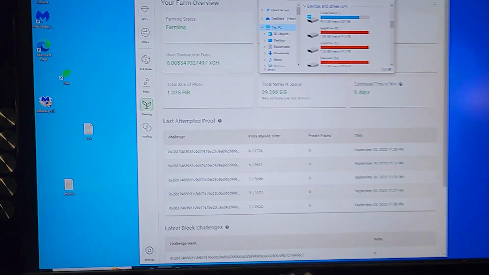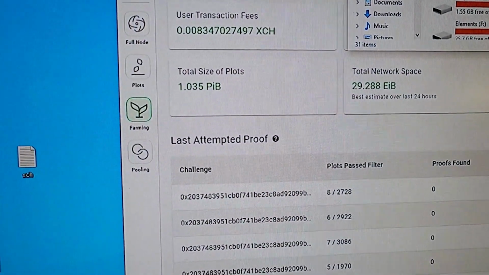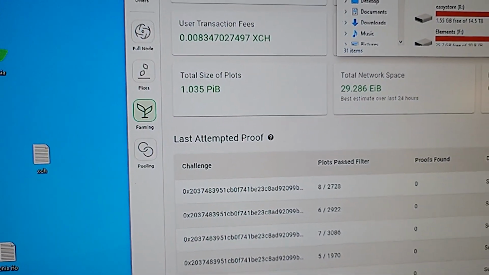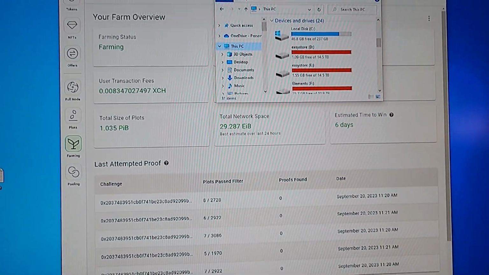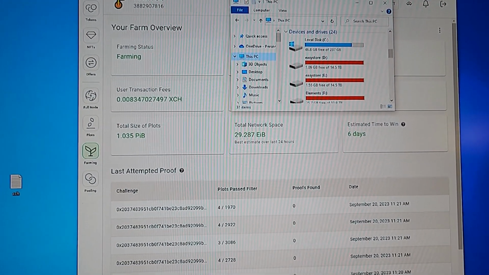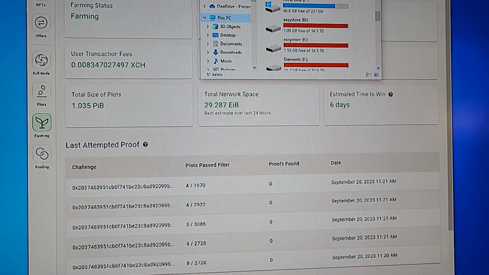But I'm running right over 1 petabyte. It should be a little more. It should be closer to 1.1. Maybe I have another drive down, but there's definitely one drive down. So there's one consistent pesky booger. I'm expected to win a block every 6 days.